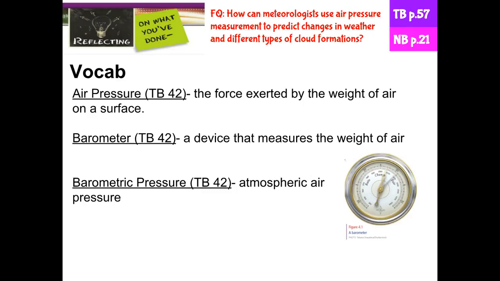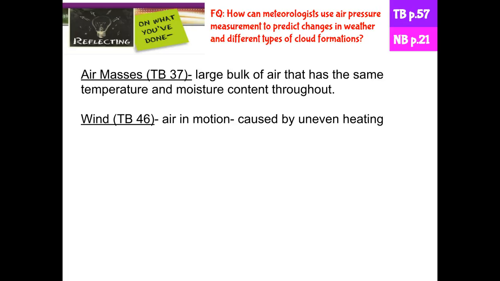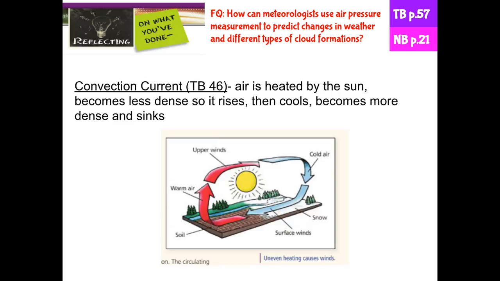Air pressure is the force exerted by the weight of air on a surface. Barometer is a device that measures the weight of air. Barometric pressure is atmospheric air pressure. Air masses is a large bulk of air that have the same temperature and moisture contents throughout. Wind is air in motion and is caused by uneven heating.